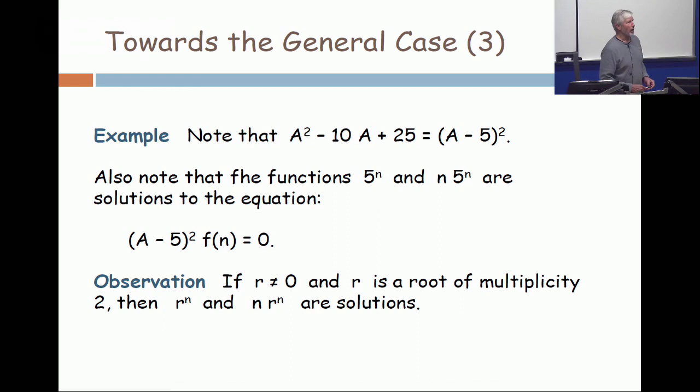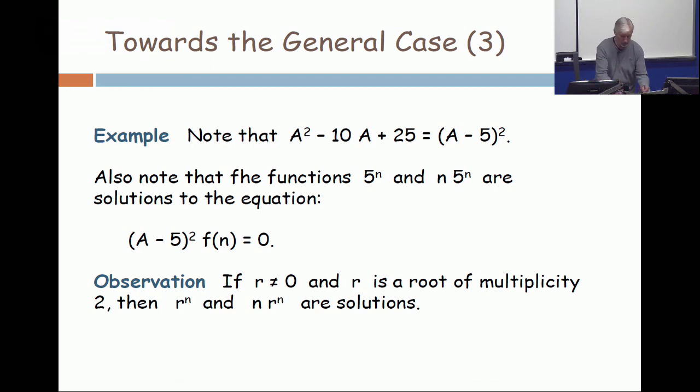So if we followed the same statement that we made before, we'd say 5 to the n is a root, is a solution, and 5 to the n is a solution. Well, I already knew that. Why did I say it twice? And now the claim is that 5 to the n is a solution, and so is n times 5 to the n. And a simple calculation shows that's correct.